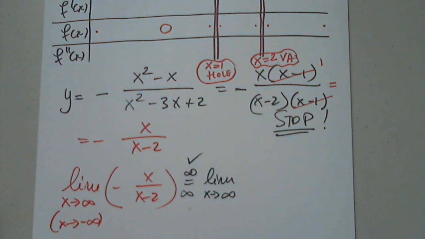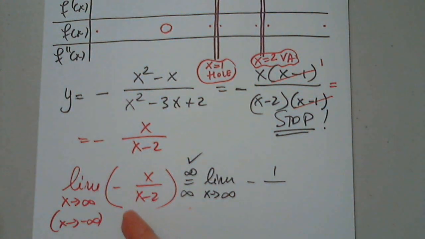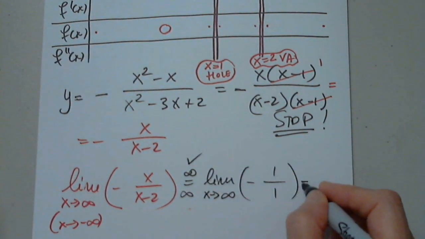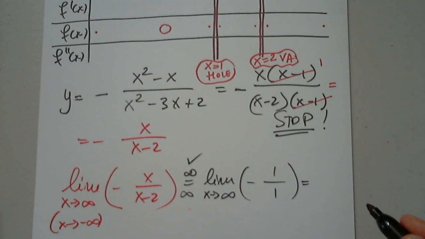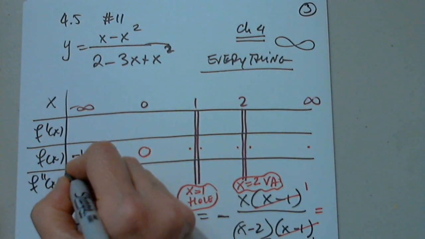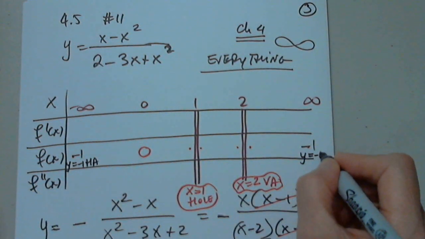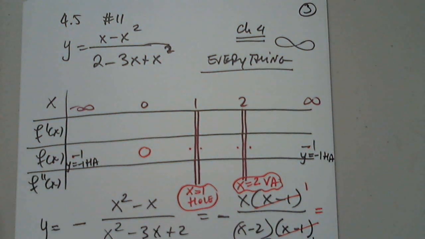I like this one. Flip tiles. Yes. So the top prime is 1. The denominator prime is 1. So then the limit is? Negative 1. So y equals negative 1 is a horizontal asymptote.